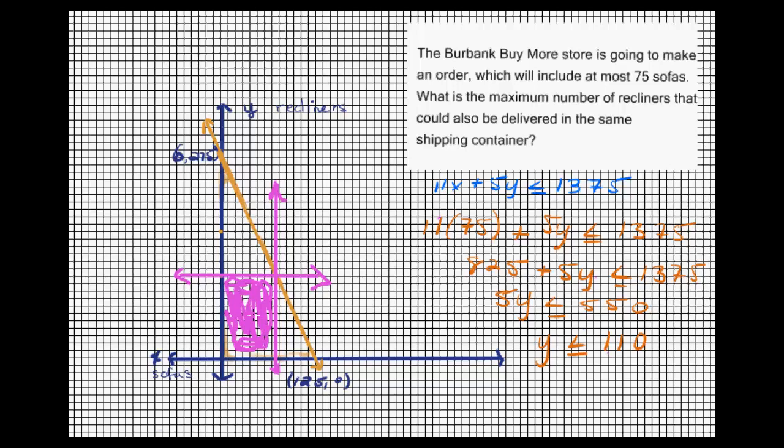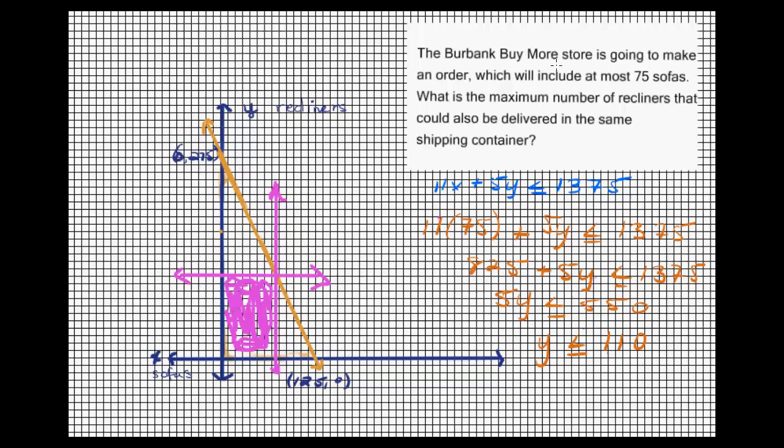The next day, Burbank Buy More decides that they'll have a recliner sale, so they change their order to include at least 170 recliners. They want to know what the maximum number of sofas is which could also be delivered in the same truck. Again, we're going to do a similar thing, but now we're dealing with recliners. So we're going to plug that coordinate in there and then solve.